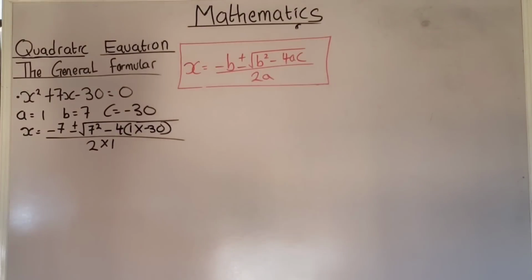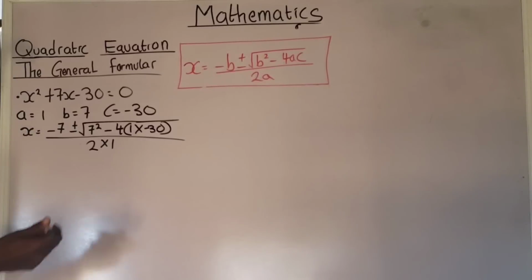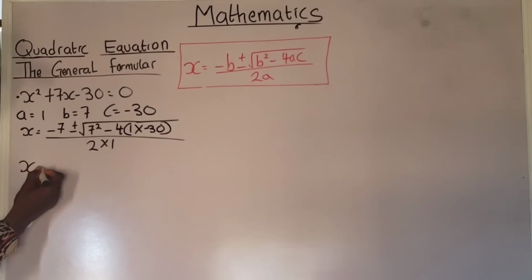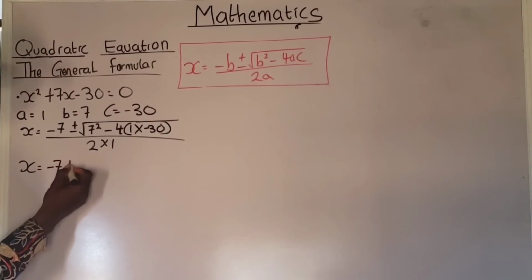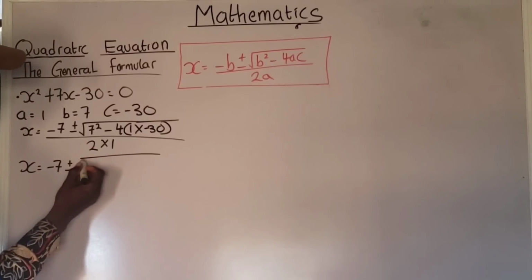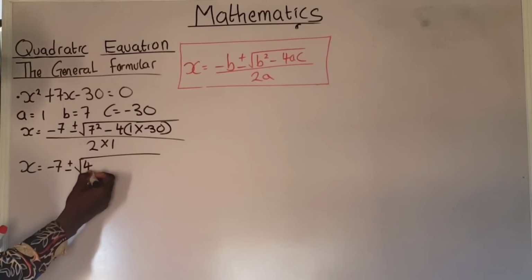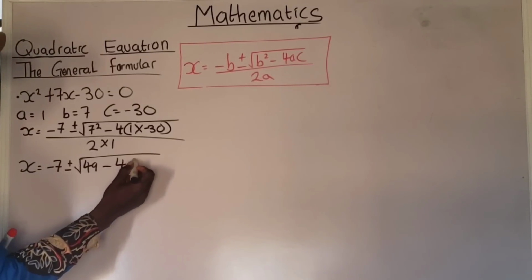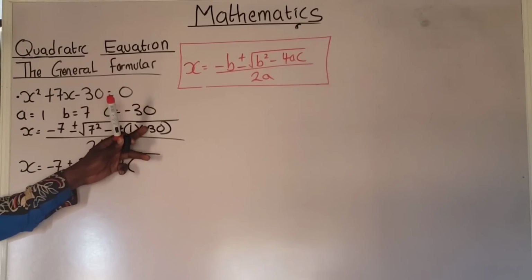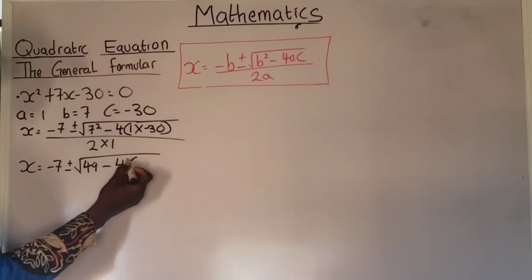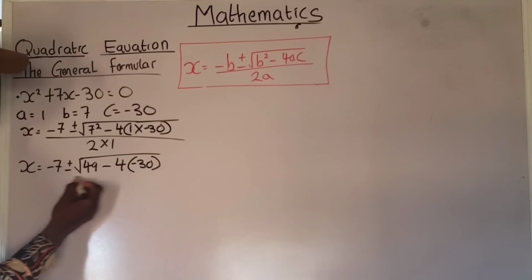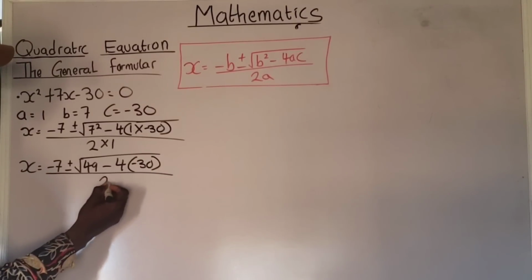All we have to do now is to simplify. Okay, now let's simplify this. x equals negative 7 plus or minus the square root of b squared. 7 squared is what? 49. So I'm going to have 49 minus 4 into bracket negative 30 multiplied by 1. That is negative 30. So I'm going to have negative 30. Do you understand? All over 2.